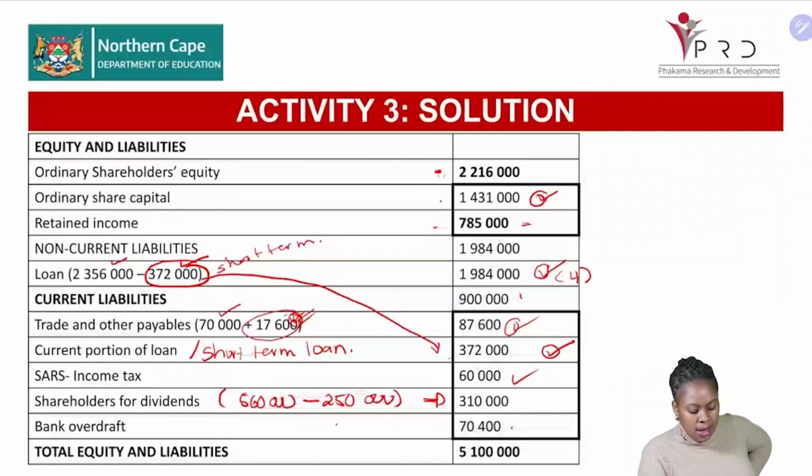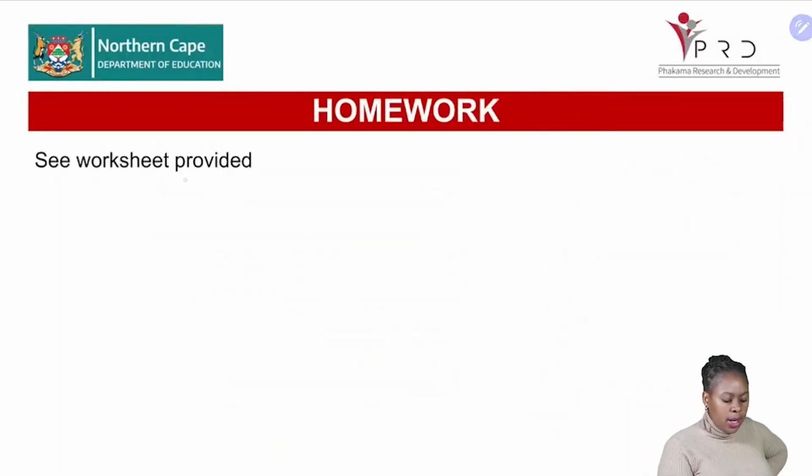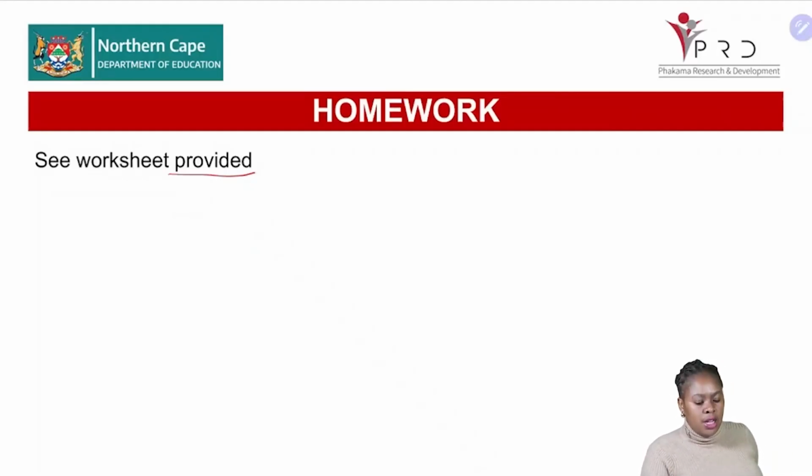So with that said, grade 12s, we have covered the operational aspect of our statement of financial position, and you now know how to do your statement of financial position. Now, there is a worksheet provided for you to be able to complete your homework. Please do that, and I believe you'll do much better in that homework activity because now you understand how to approach your statement of financial position.